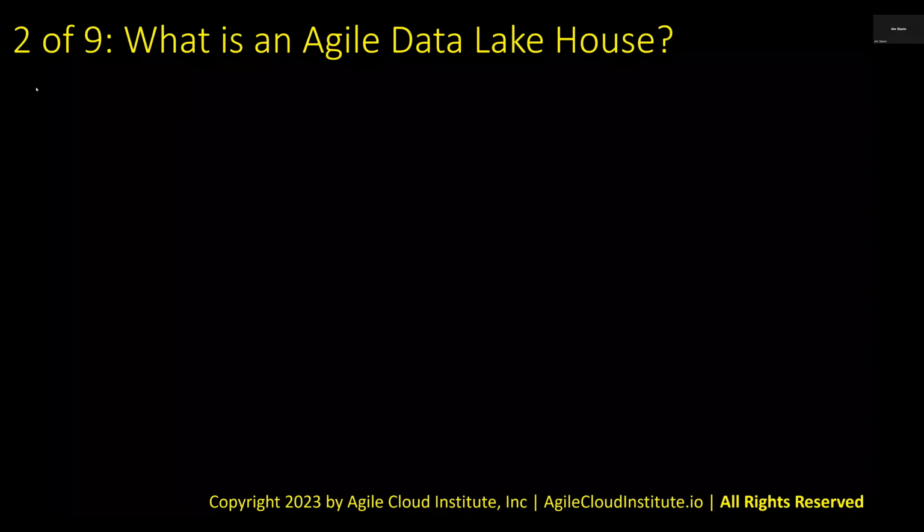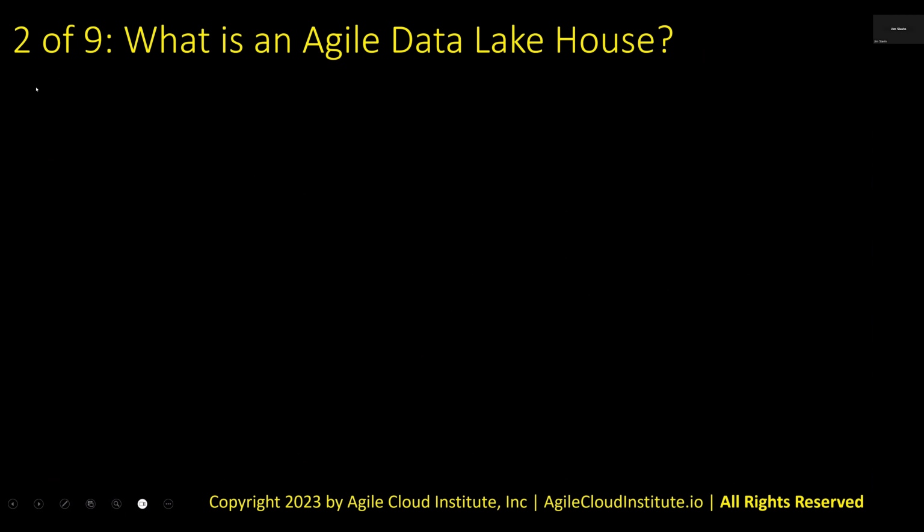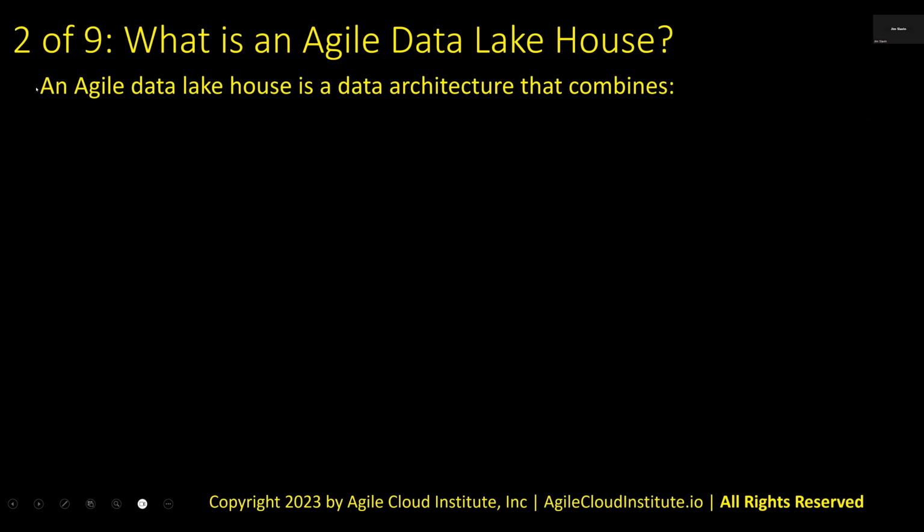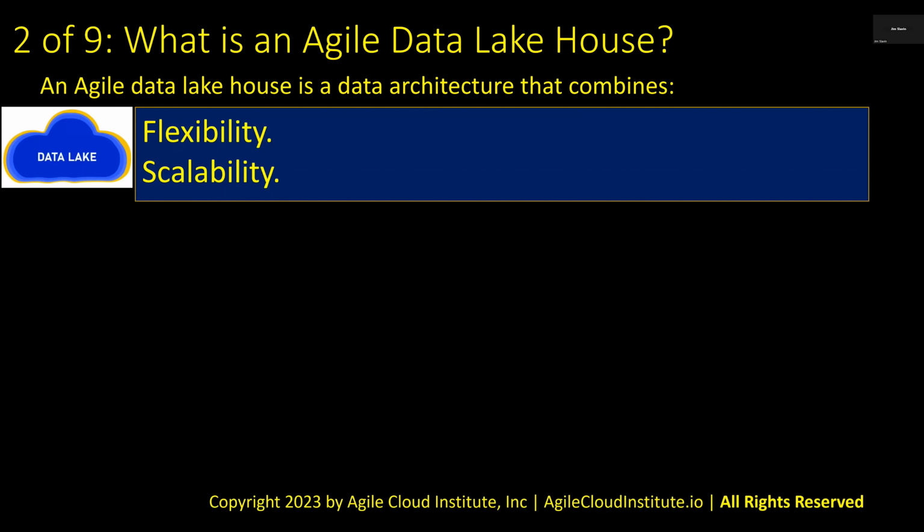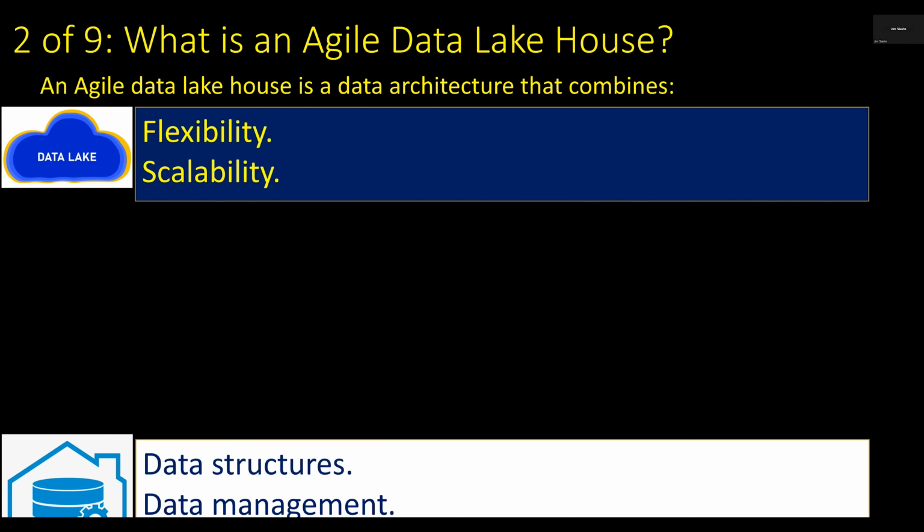Now let's examine what a data lakehouse is. An Agile data lakehouse is a data architecture that combines the following 3 things. A data lake, which is a flexible and scalable place to store unstructured data including things like documents, images, streaming data, and other miscellaneous things that an enterprise can collect in the course of its operations.